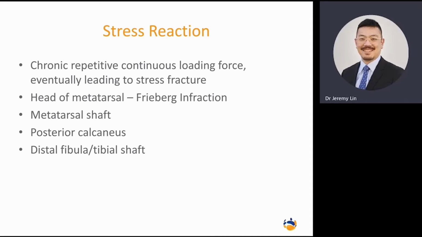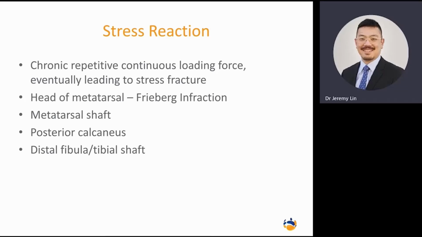Stress reaction comes about if the patient is having chronic, repetitive, continuous loading forces. So say, for example, a marathon runner who is avidly training for their next big run, and they've been training religiously for the last 6 to 12 months, especially during lockdown. They're taking that 1 hour to do their runs, get their exercise in, and then suddenly they have worsening pain that they just cannot shake. That would be suspicious for a stress reaction.